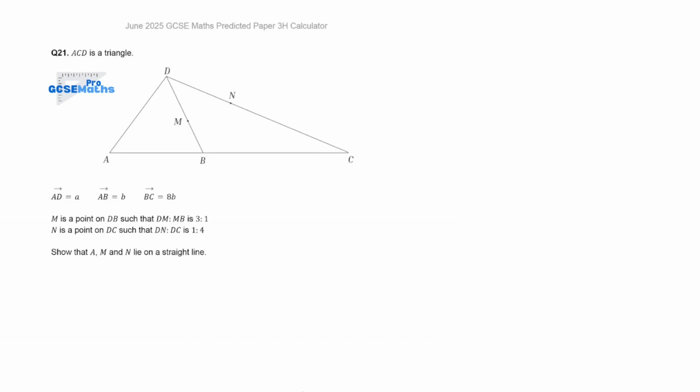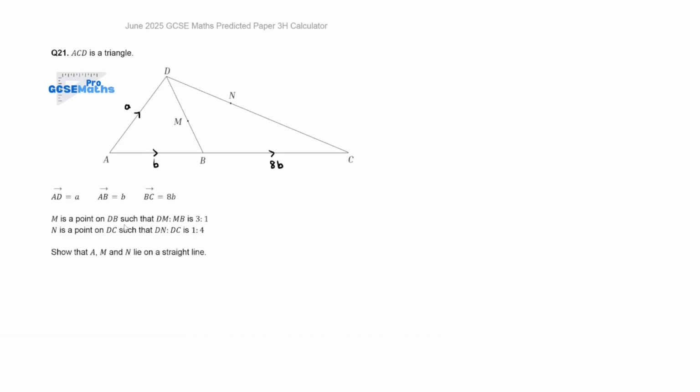Question 21, obviously vectors has to come up at some point. ACD is a triangle. You've got the vectors here. AD, they haven't drawn them on, so let's do it ourselves, is A. AB is B. And then BC is 8B, not drawn to scale.